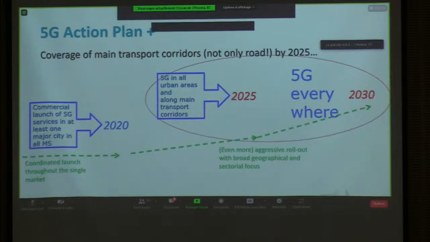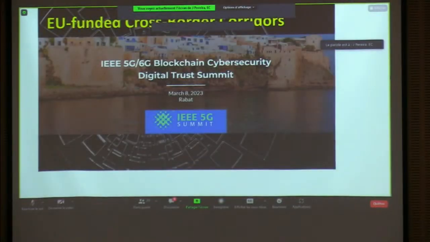And that's why the effort was put on the so-called cross-border corridors. Cross-border corridors mean that we will have to provide 5G coverage of the border areas across Europe to ensure continuous service delivery.